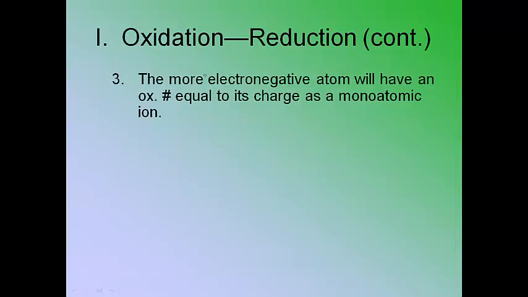Now, let's go back to something like sodium chloride. Okay, so now we have a compound, and we ask which one is the more electronegative atom, sodium or chlorine? Well, chlorine is the more electronegative atom, so it will take on the oxidation number equal to itself as a monoatomic ion. So chlorine would have an oxidation number of -1, and sodium would have an oxidation number of +1. And you're like, wait a second, Mr. Siegel, how did you figure out that sodium is +1?